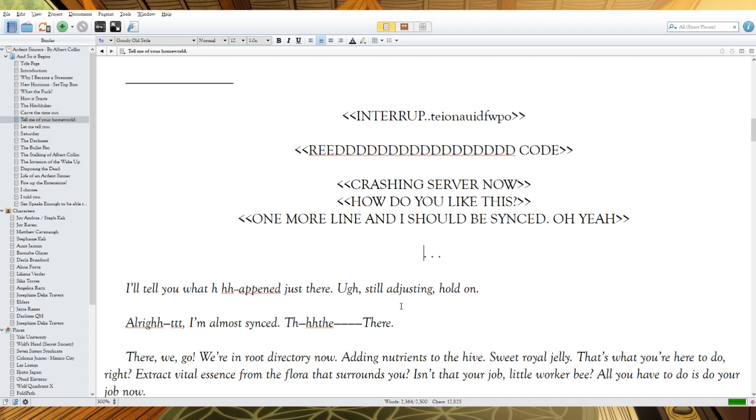There's some sync issues, it sounds like. Still adjusting. Hold on. This is good. All right. Almost synced. There. There we go. We're in root directory now.